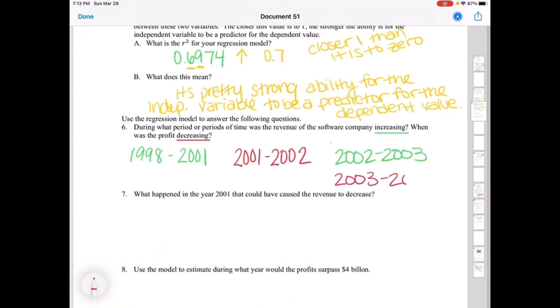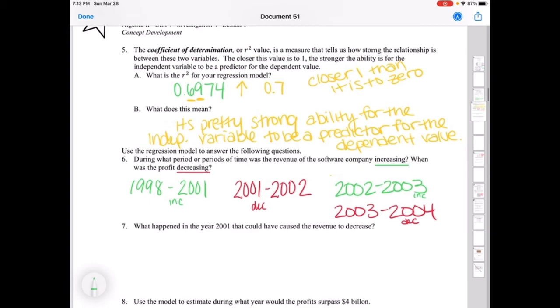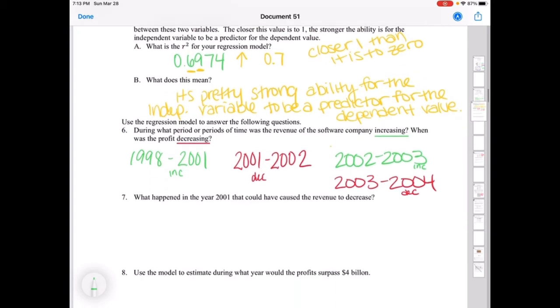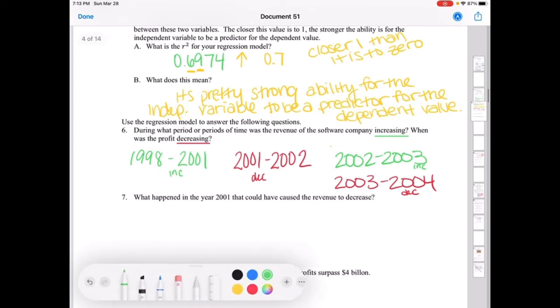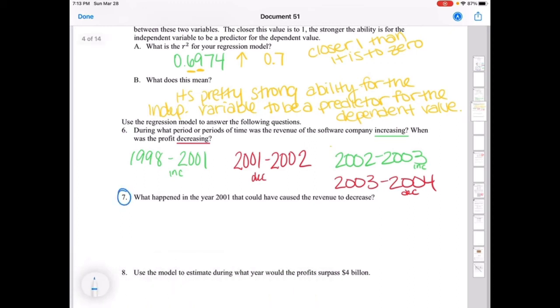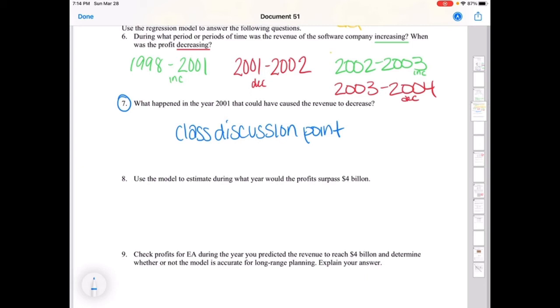2003 to 2004, it was decreasing. And then it asks, well, what happened in the year 2001 that could have caused that revenue to decrease? Well, there could be a couple things that might happen. So I'm going to let you come up with your own ideas, and we're going to share this in class and talk about it.